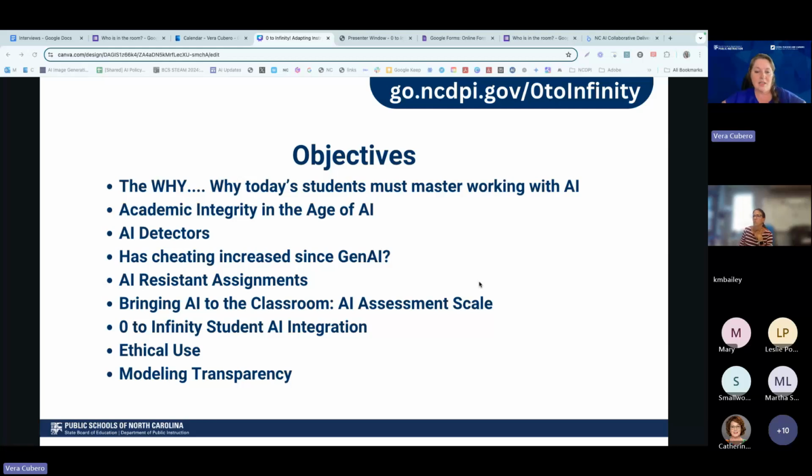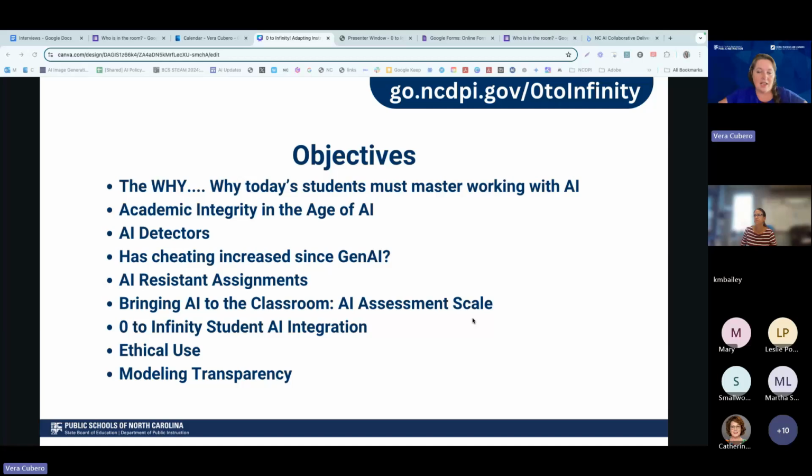And so that is going to look different from here on out. It's going to look different when kids come back in August than it did in May, because things have already changed since then. And so we have to think about how we're going to deal with that, how we're going to manage it. We're going to talk about AI detectors and cheating, how to create AI resistant assignments, how to bring AI to the classroom.